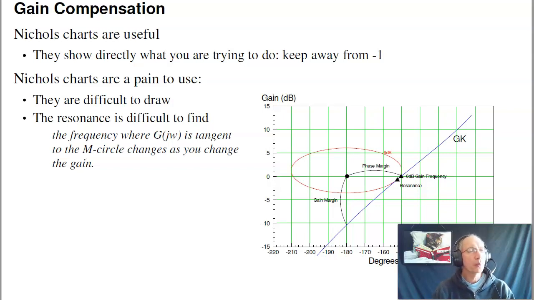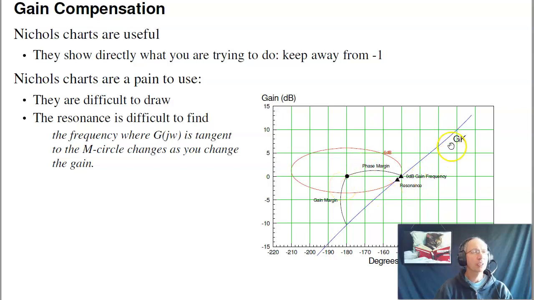Now, what we talked about in our last lecture was gain compensation with Nichols charts. Nichols charts are extremely useful. They kind of show you what's happening. I want to keep away from -1. If my open loop gain versus frequency passes through -1, the closed loop gain is infinity, so I've got to keep away. And if I want to keep the resonance less than some threshold, like 6 dB, the M circle tells me the keep away region, the points I have to keep away from.